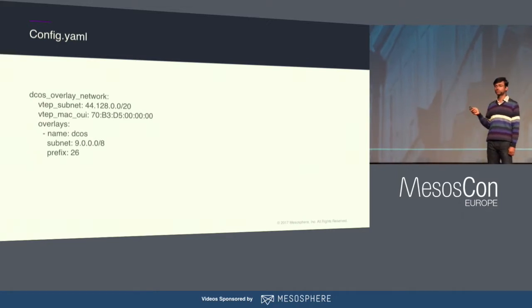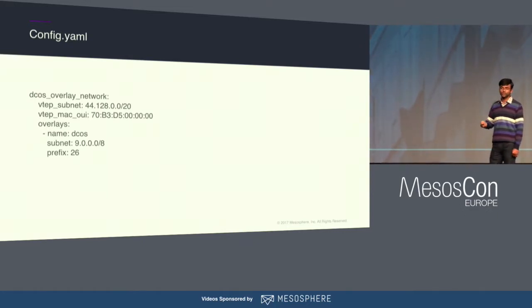But you could change this configuration, either the subnet, or you could add new overlays. Each overlay is defined by a particular subnet. In this case, the subnet is a /8 subnet, 9/8. You could have your own overlay with a different subnet.